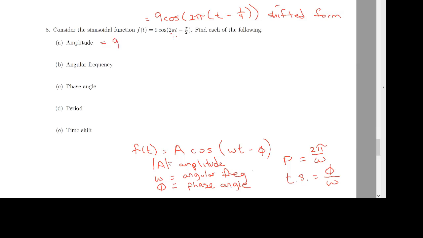Having said all that, my amplitude is the number in front of the cosine. So that's 9. My angular frequency is the omega in front of the t. Here, I can say it's 2 pi. My phase angle is going to be 1/4. My period is equal to 2 pi over omega, and I know omega is the angular frequency, which is 2 pi. So my period is equal to 1, and my time shift is this value here, which is 1/4.